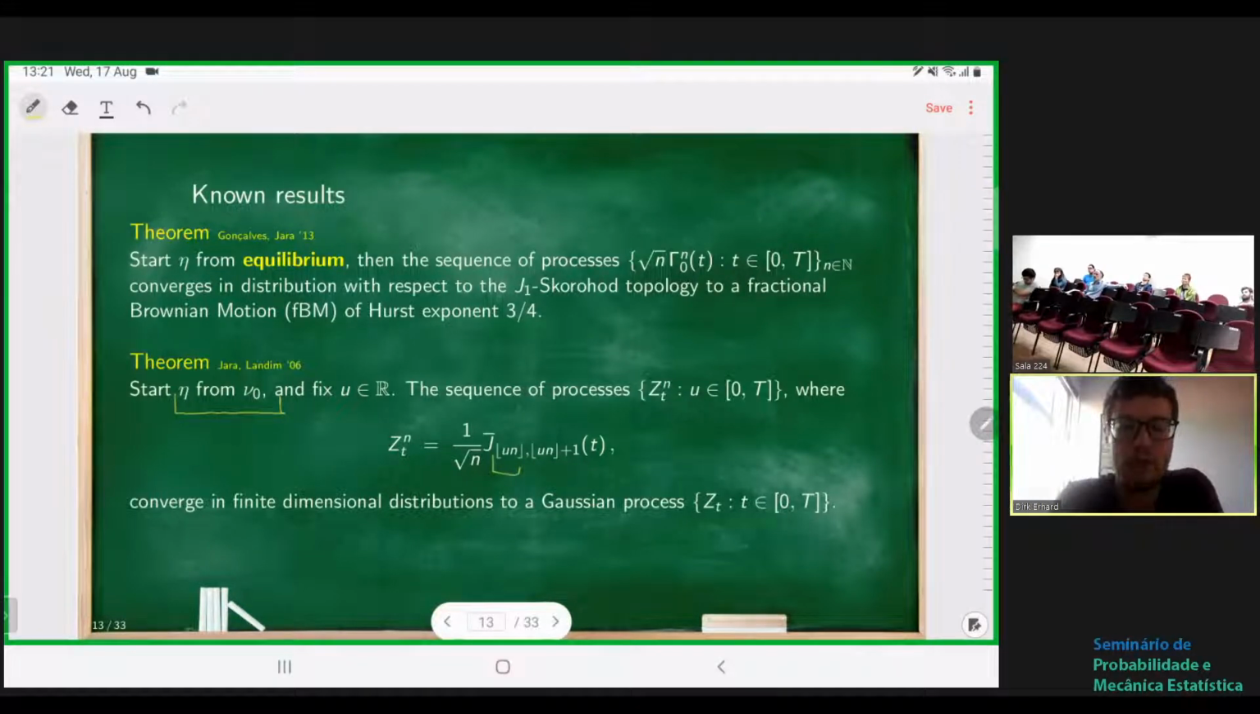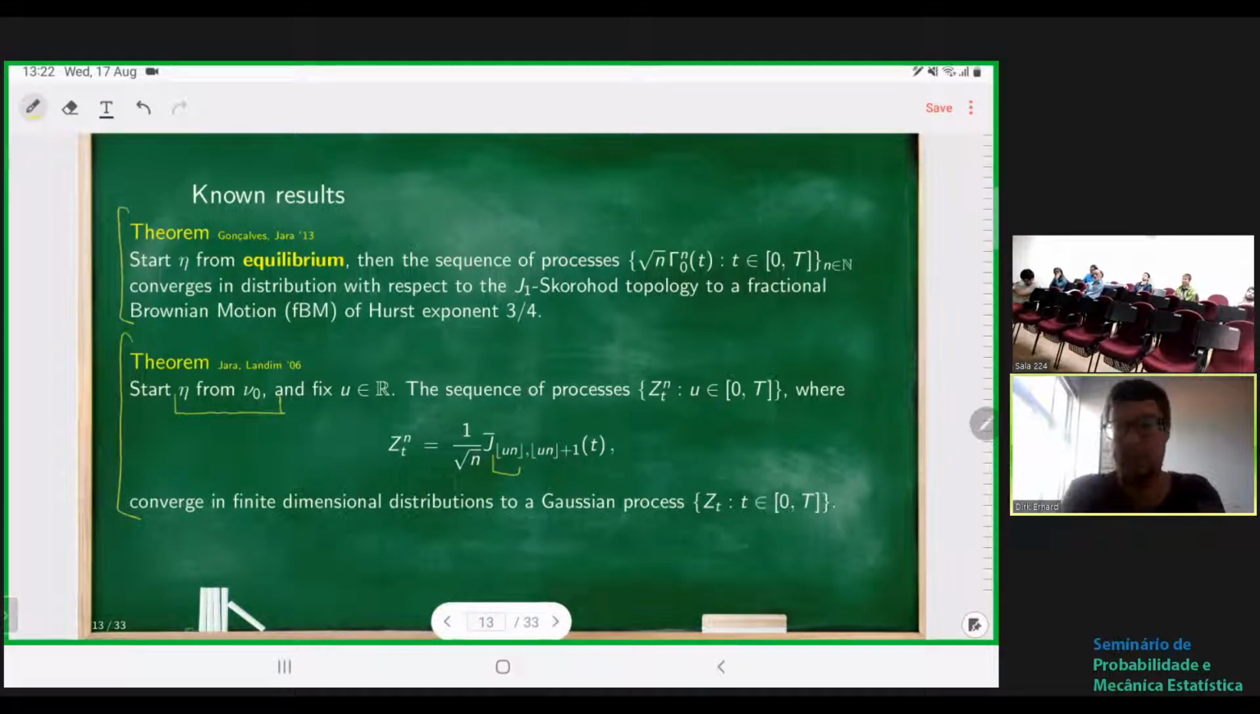And then what they showed is that its finite dimensional distributions converge to a Gaussian process, and they give a formula for the covariances, which I don't want to give you. So you have, on the one hand, the result here in equilibrium, your fractional Brownian motion of parameter 3/4, and on the other hand, the result out of equilibrium to some Gaussian. And now, of course, if you want to compare these two results, you may ask yourself, well, in the setting of the second result, can we say something about this Gaussian process when we start from equilibrium?